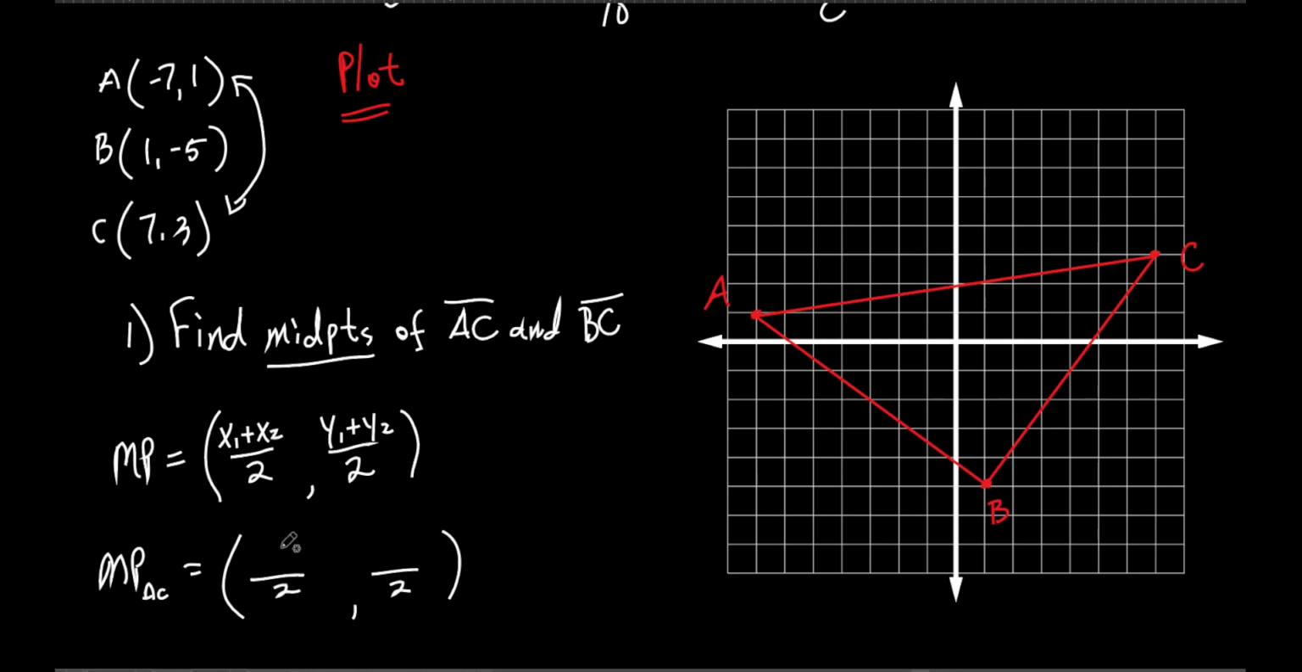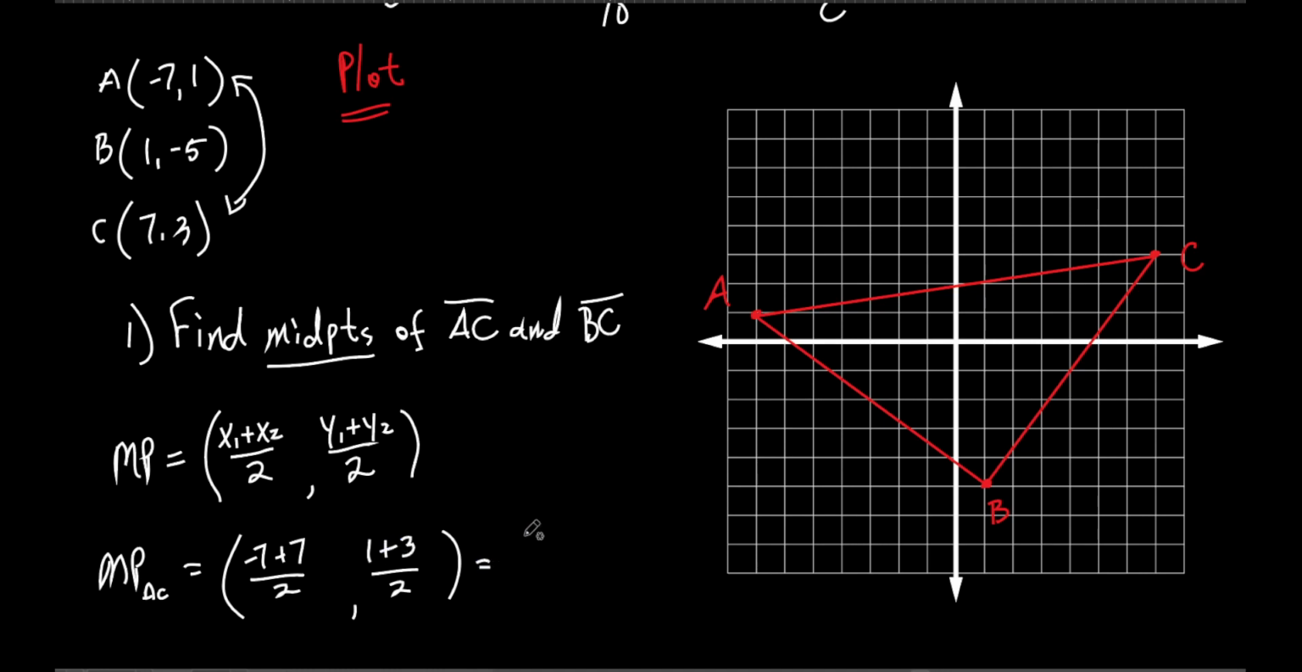Now, what do I do with the x's? Add them up. Very good. So, what am I doing? I'm doing AC. I'm doing the first one and the third one, okay? So I add up the x's. What do I get? -7 plus 7. Okay? And then what's the y's on AC? It's 1 and 3. So it's 1 plus 3.